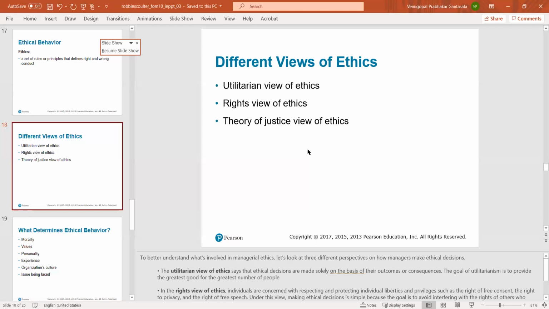So don't do something that creates harm to the greatest number of people. Do what does good to the greatest number of people. That is creating utility. And that's why it's called the utilitarian perspective of ethics. The next one is rights.